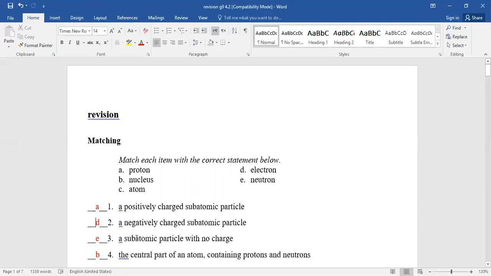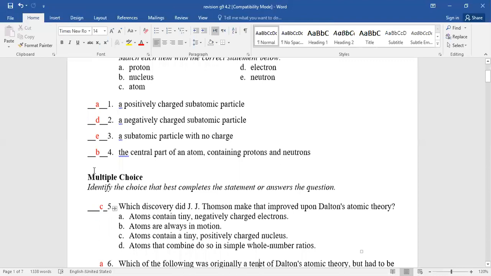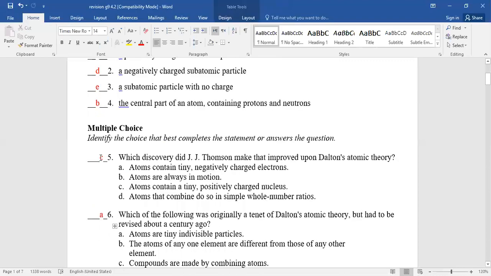Number 3, subatomic particle with no charge. The no charge will be for neutron, number E. And number 4, the central part of the atom containing protons and neutrons will be number B. Let's continue. Let's continue with number 5, matching here, guys.